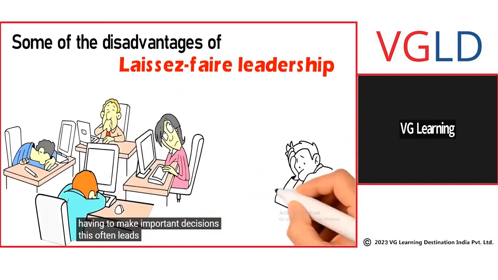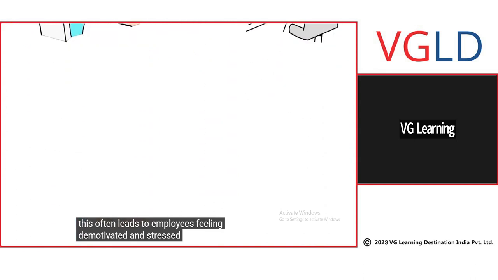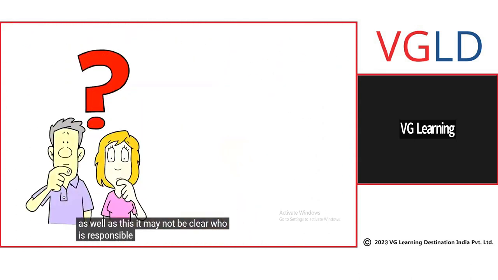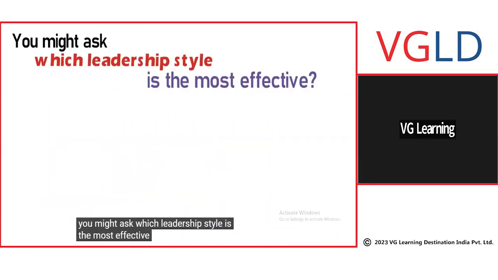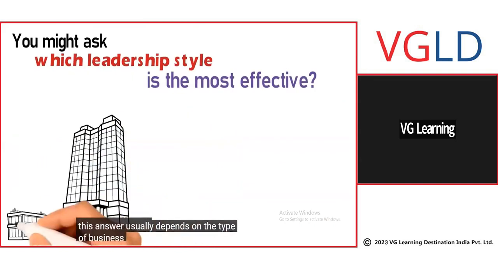This often leads to employees feeling demotivated and stressed. As well as this, it may not be clear who is responsible, which could lead to a decision not being made. You might ask, which leadership style is the most effective? This answer usually depends on the type of business.